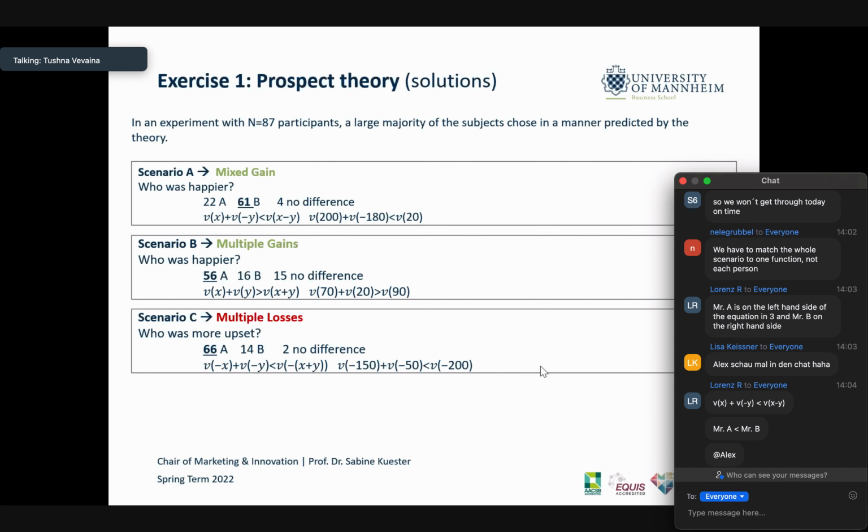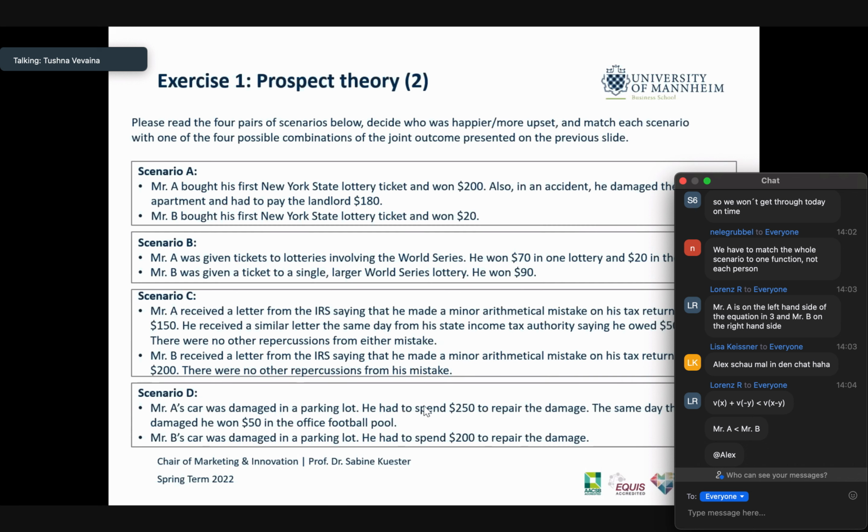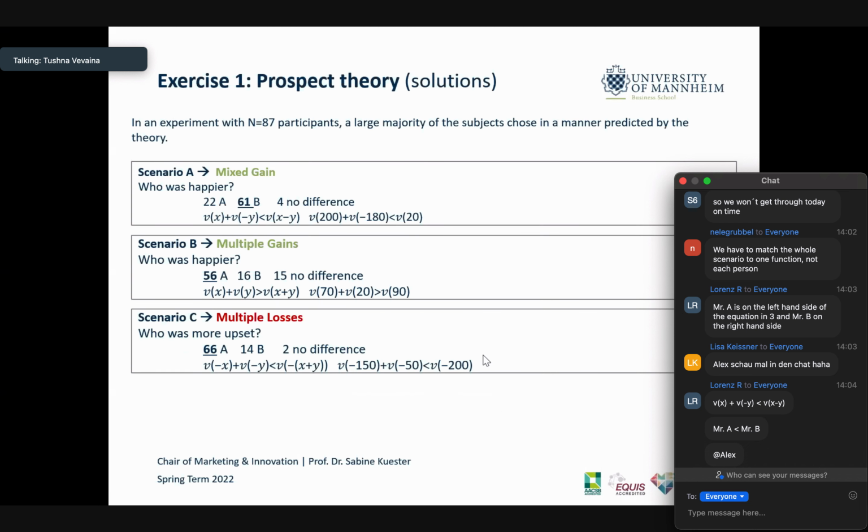And in the last scenario, Mr. D, you see that over here, he has a mixed loss because he has to pay 250 and then he wins 50. Whereas in the second instance, where Mr. B has just had to spend 200, we see that in this case, your individual value of minus 250 plus value of 50 would be perceived better, greater than value of X minus Y, because there's no gain to offset the loss.